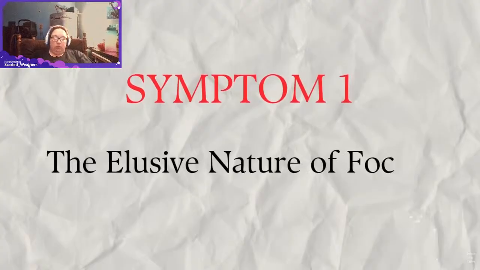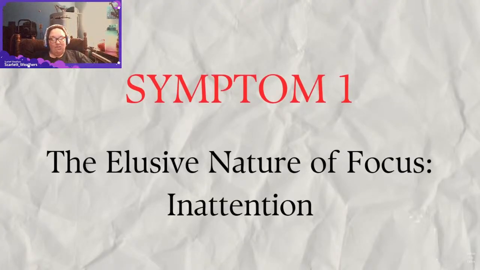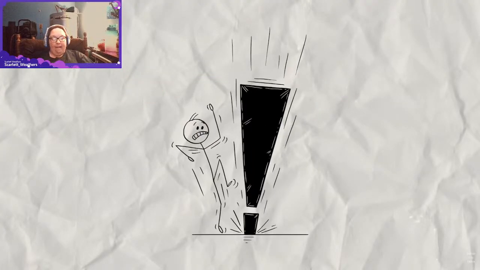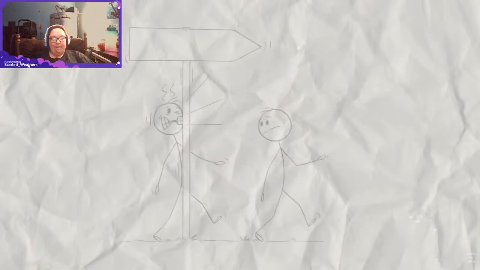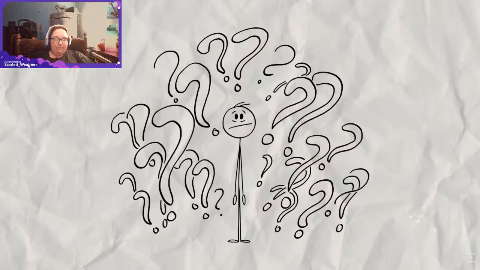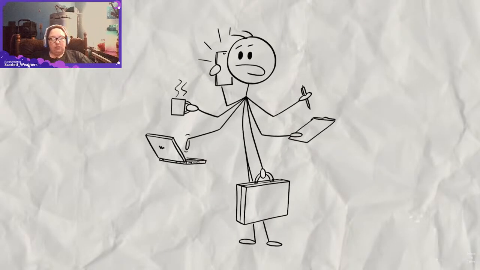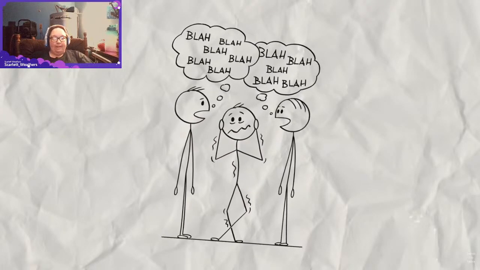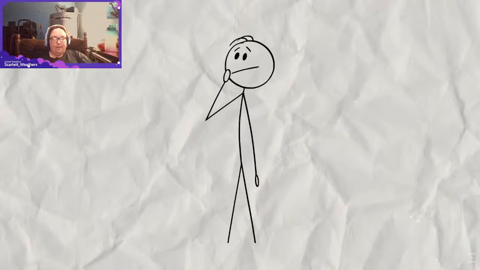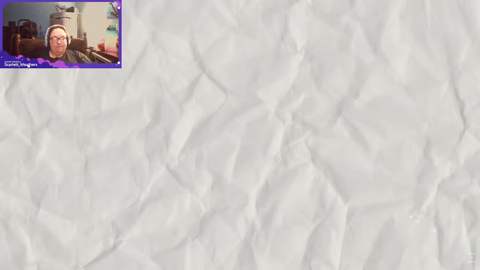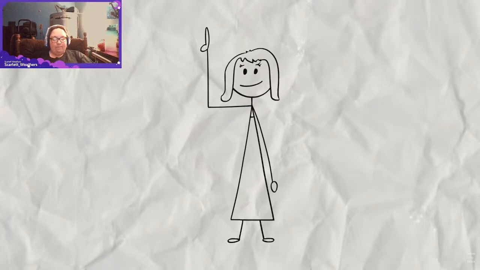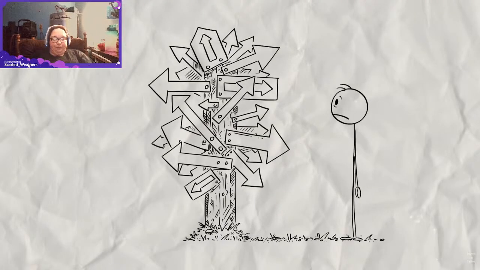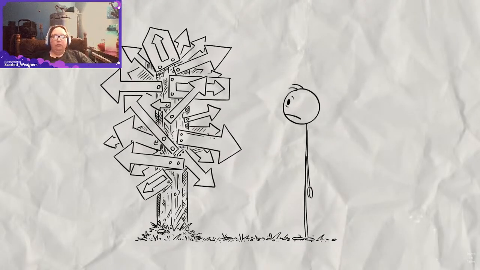Symptom 1, the elusive nature of focus. Inattention. When people think of ADHD, inattention is often the first thing that comes to mind. But it's not simply not paying attention. It's more like your brain has 1,000 open tabs, and they're all vying for your attention simultaneously. Imagine trying to read a book while a dozen other conversations are happening around you. A TV is blaring, and a dozen thoughts about what you need to do later are screaming for acknowledgement. It's not that you can't focus, it's that your focus is constantly being pulled in different directions.